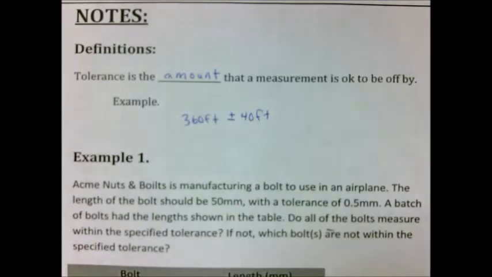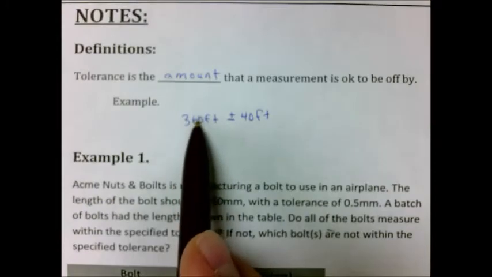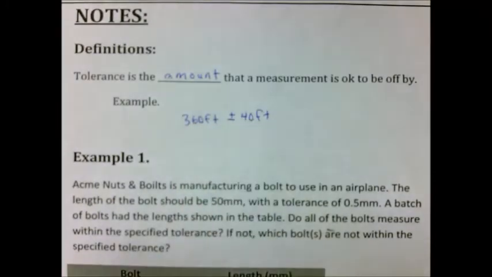Okay, and that's how we write a tolerance: it's supposed to be 360 feet plus or minus 40 feet, and that's how we read it as well. So let's do an example of that, and I hope the example makes a little bit more sense.